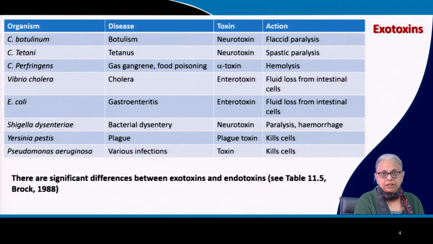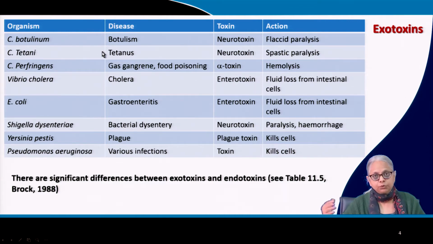Let me show you some examples of these kinds of exotoxins. So we have here an incomplete list. The actual list is in table 11.5 of the Brock 1988 edition. So you have an organism, Clostridium botulinum. This is responsible for what is called food poisoning or botulism. It's a neurotoxin. It causes flaccid paralysis. Then you have Clostridium tetani, and again same issue. We have a disease called tetanus, and those of you like me, I often fall and injure myself.